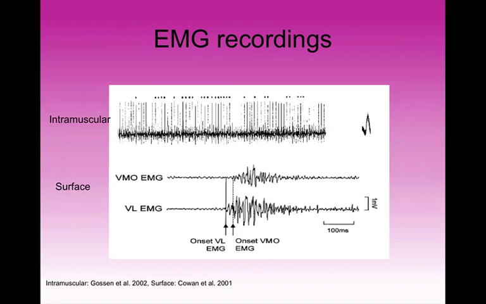The top trace is taken from a paper by Rod Gosson and Jane Garland. And the bottom trace is taken from a paper by, well, included, Paul Hodges, looking at the activation patterns of VMO and vastus lateralis in people with patellofemoral pain. In this case, showing that in people with patellofemoral pain, vastus lateralis was coming on before vastus medialis. But as you can see, in the bottom trace, we don't see individual motor units. We see sort of a global sense of how the muscle is being activated.